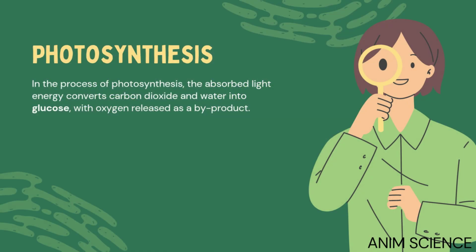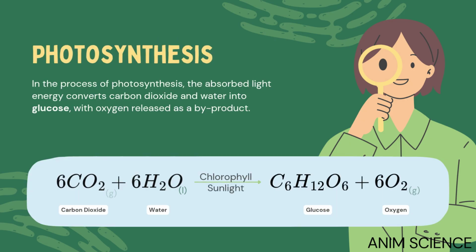Now that we understand what photosynthesis is, let's look at the chemical equation behind this process. Don't worry, I'll keep it very simple. The basic equation of photosynthesis is carbon dioxide plus water, in the presence of sunlight and chlorophyll, produces glucose and oxygen. In chemical terms, it is written as CO2 + H2O → C6H12O6 + O2.